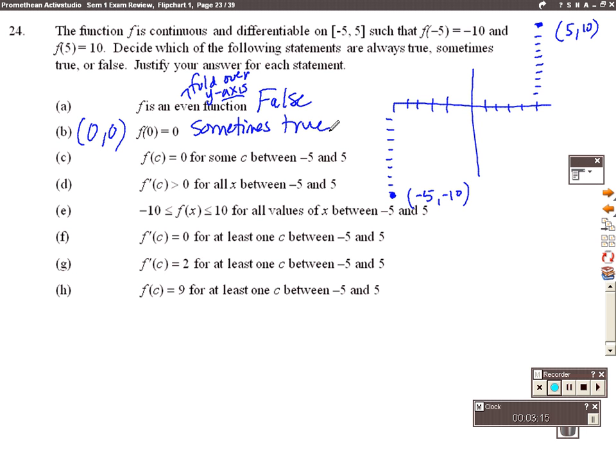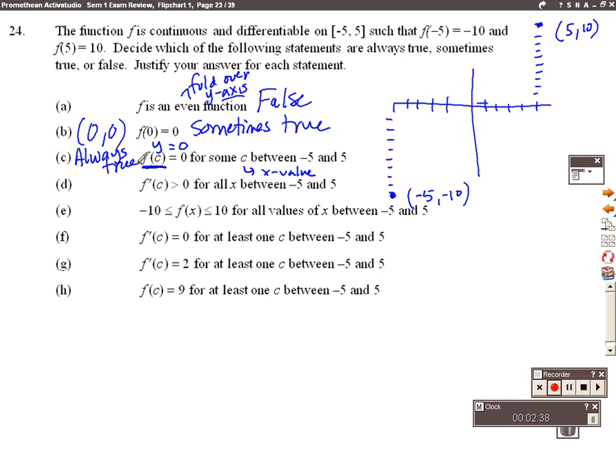F of c. Now understand when you're reading this, f of c is a y value. This is saying that there is a y value of 0 for some x value. This c is an x value. So somewhere between negative 5 and 5, what they're saying is that you would have to cross the x-axis. Well, of course, that's true. To go from negative 10 to positive 10, you have to go through 0. So C would be always true.